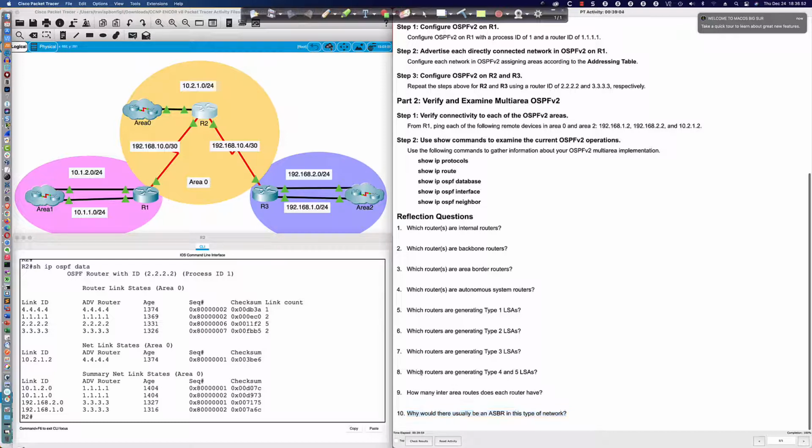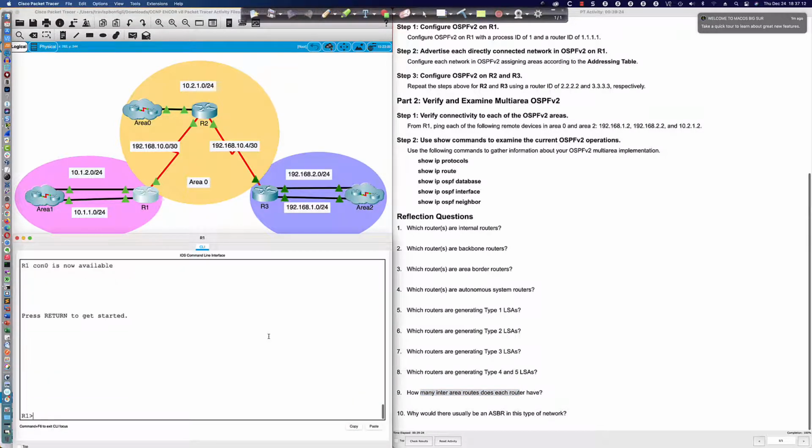And so we're going to answer question 9, and then we're going to tackle 8 and 10 at the same time. So question 9, again, I think question 9 should have been question 8, followed by question 8 as number 9. So we get the type 4s and the type 5s and the ASBRs one right after each other. So how many inter-area routes does each router have?